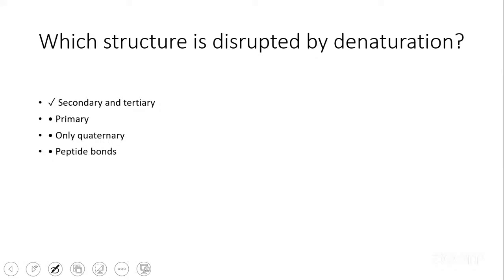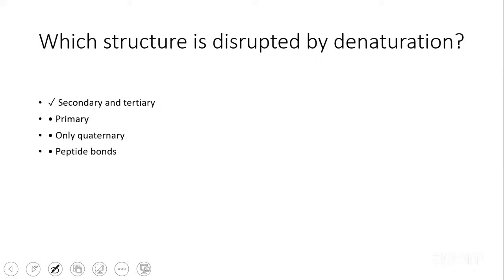Which structure is disrupted by denaturation? Secondary and tertiary. Of course, you cannot denature the primary structure. You cannot disrupt or denature primary structure. It's just the sequence of the amino acids.